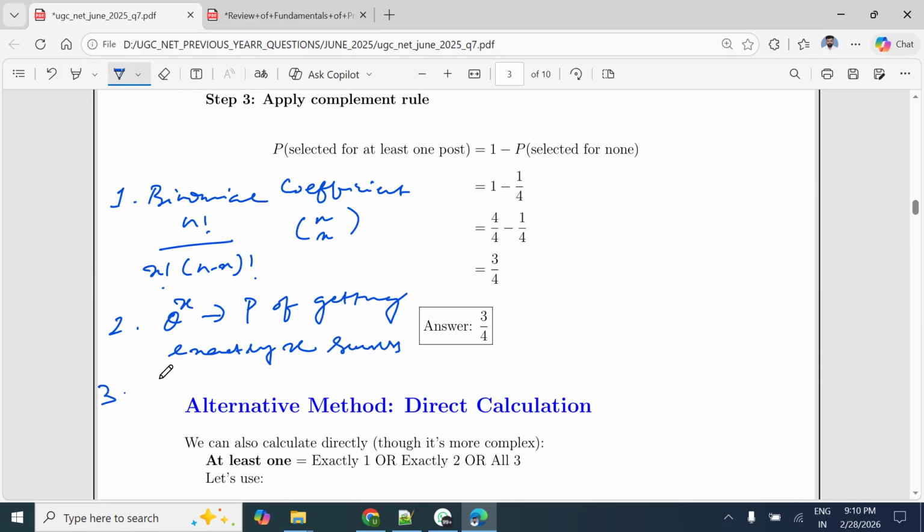Third, one minus theta to the power n minus x is basically the probability of getting the remaining n minus x failures.